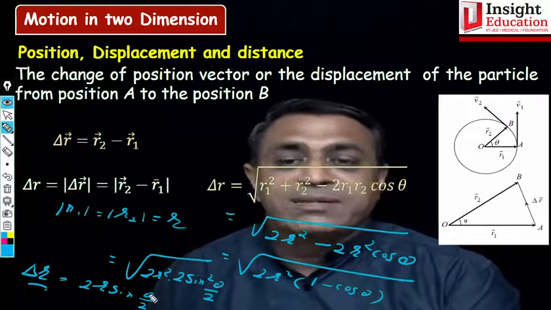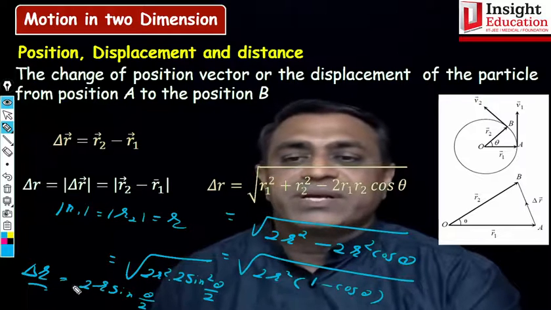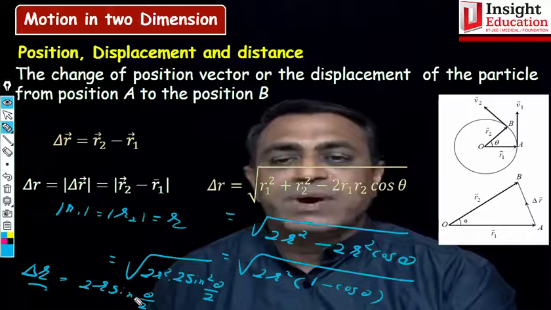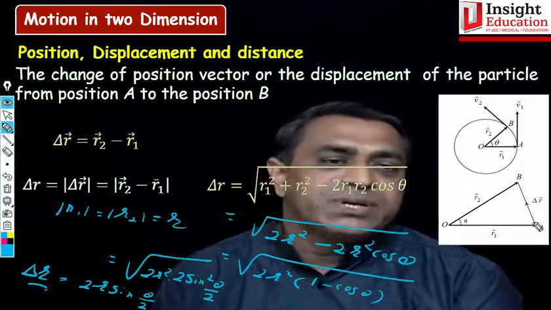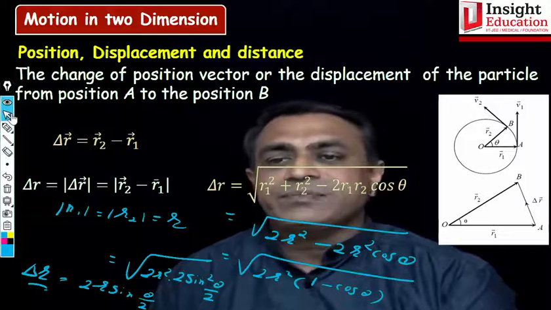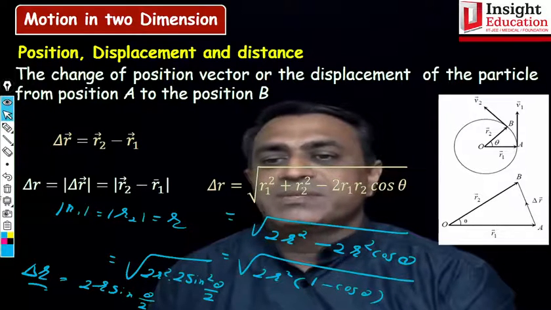So if you know angle theta, if you know radius, you can calculate delta r. Okay, so magnitude 2R sine theta by 2 and position or direction, so that is delta r. Clear? So remember this equation.